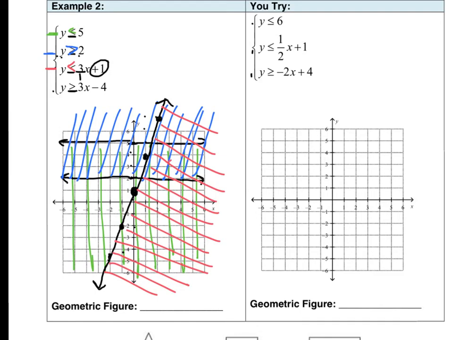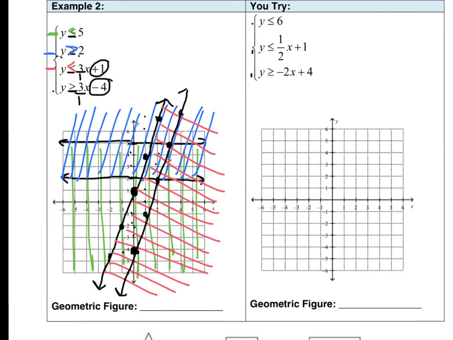Alright, last one. We have -4 for the y-intercept, so way down here. Our slope is 3 over 1, so up 3 over 1, up 3. You notice anything about these lines? They're parallel. So we'll connect those with a solid line.